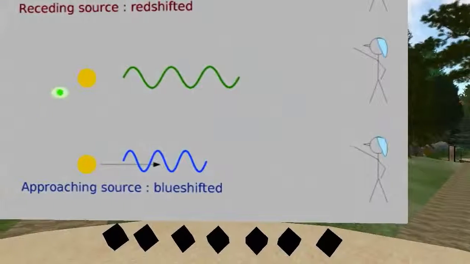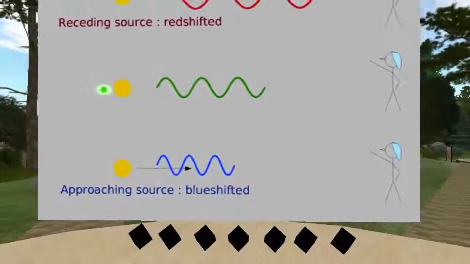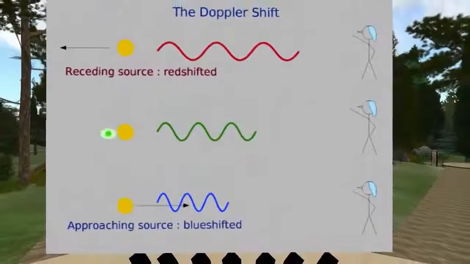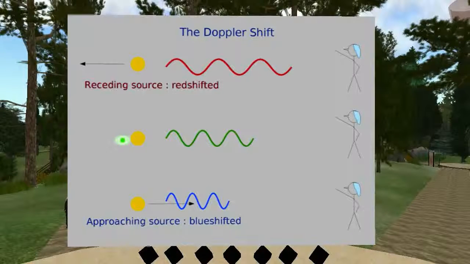You may have heard this with sound. If a car goes past you, you'll hear the car make a sound something like this. And what's happening is, as the car is coming towards you, you hear a higher pitch, and when it passes you and is going away, you hear the lower pitch. Well, pitch in sound waves is related to the wavelength of the waves. A higher pitch is a shorter wave. A lower pitch is a longer wave. The same exact thing happens with light.